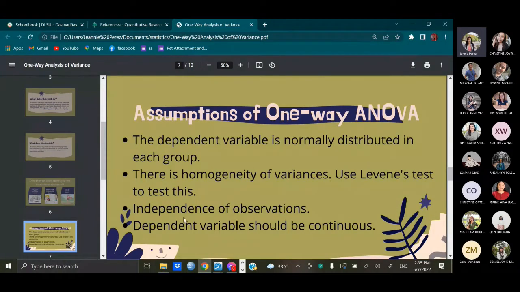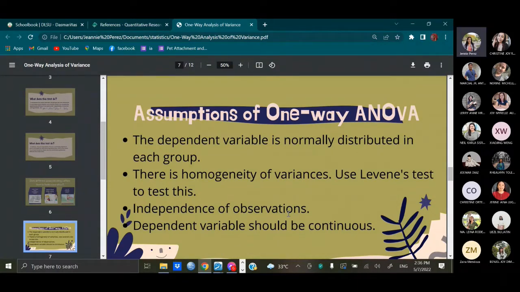Now, the third assumption is independence of observations. This means that each participant in your study should be serving only one condition of your independent variable. So if I am an athlete and I serve in the steady pace condition, I should only be serving in the steady pace condition. I should not be serving in the other two conditions.